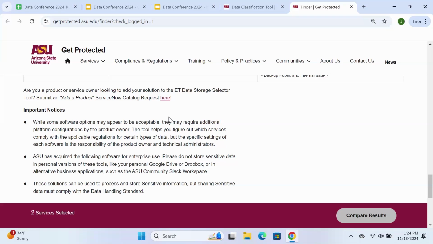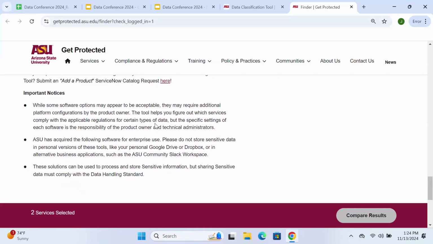And then we have some important notices at the bottom. I do want to point out that this tool is meant to assess if these solutions comply with their regulations. However, the other half of this story is that they need to be architected in a way that is secure. And so we always encourage, especially with some of the larger services like AWS or GCP, for you to reach out to the service owner of that tool to make sure that the instance that you're spinning up and the data you're putting there is architected in a secure way.